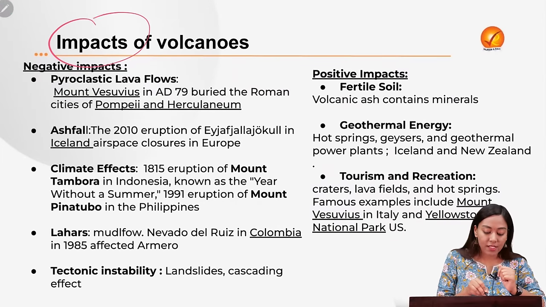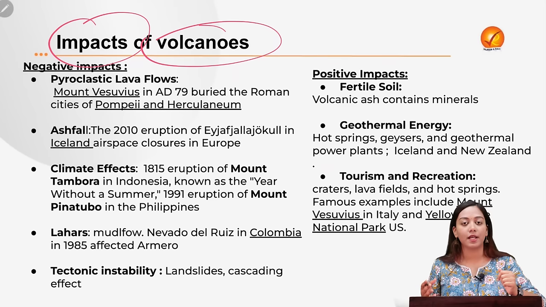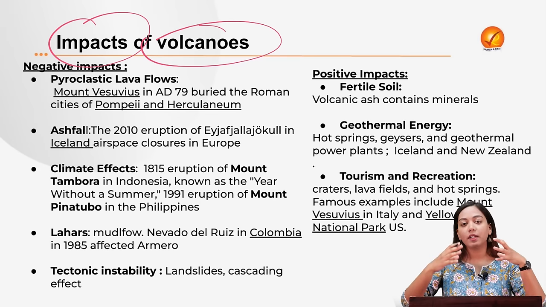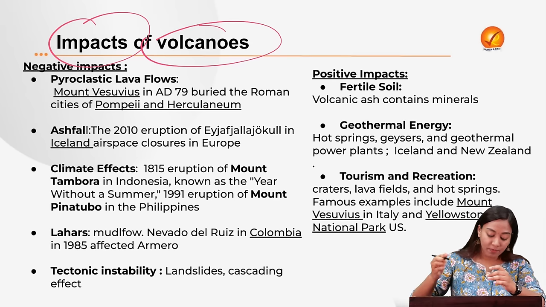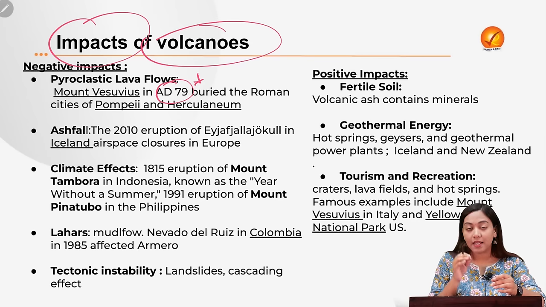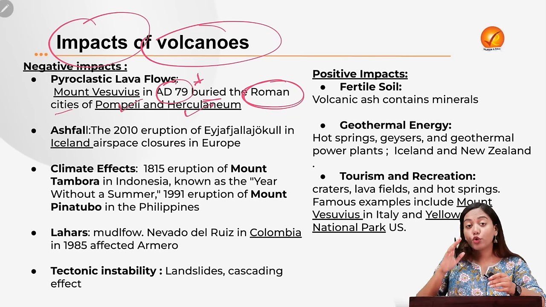Now we will talk about impacts. Volcanoes are hazards, but they are natural hazards. They have got negative impacts and positive impacts. First of all, talking about the negative impact, sometimes the magma when it comes out could reach temperatures of more than 1000 degrees centigrade, which means whatever comes its way, it starts degrading and destroying completely. So much so that in 79 AD, Mount Vesuvius led to the burying of the entire Roman cities Pompeii and Herculaneum. So it can also drown entire cities.